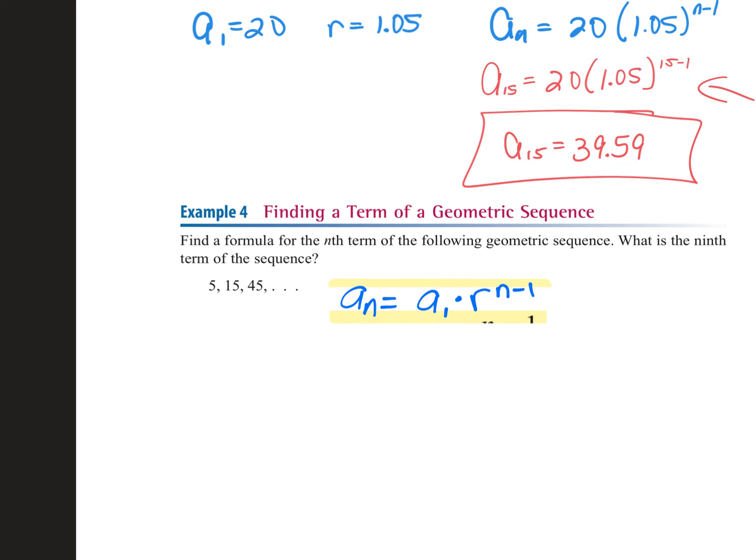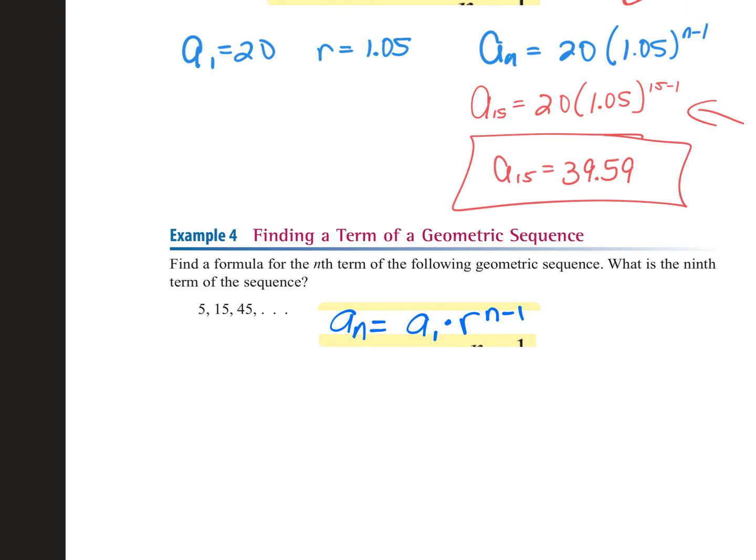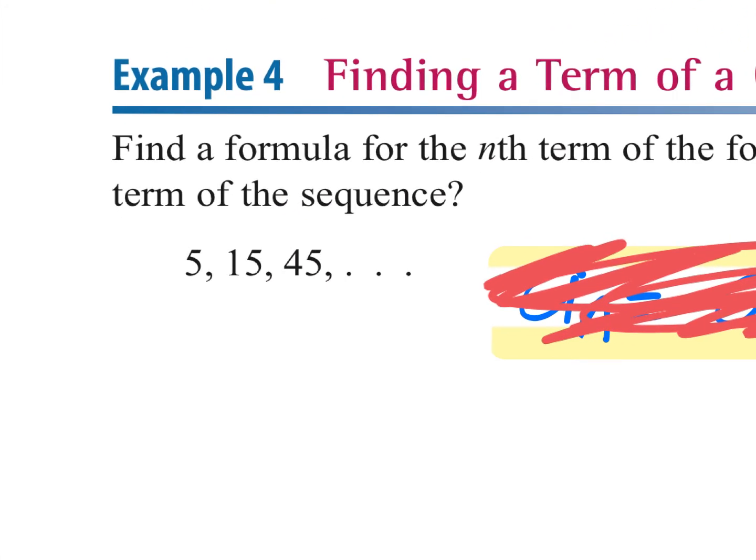Find the formula for the nth term of the following geometric sequence. What is the 9th term of the sequence? Okay, so we have 2 questions here. It says find the formula. Now, on your test, it may just say something like, find the formula for the sequence, right? We're not giving you formulas or anything like that. You need to know that. But this doesn't tell me if it's geometric or if it's arithmetic.